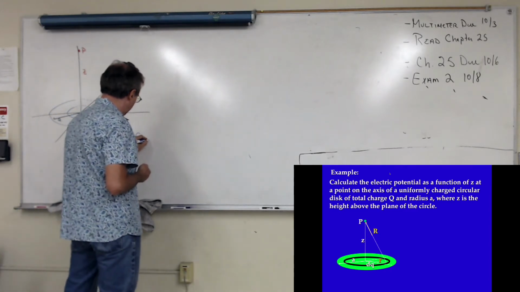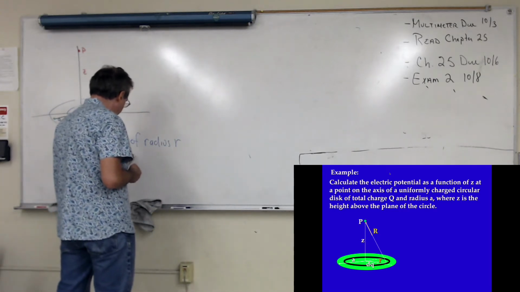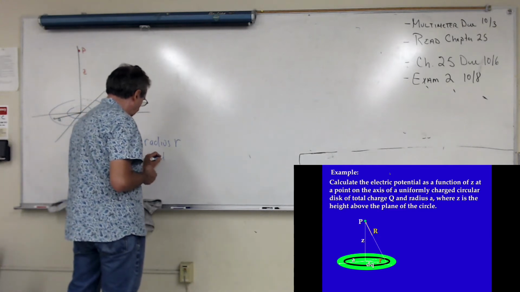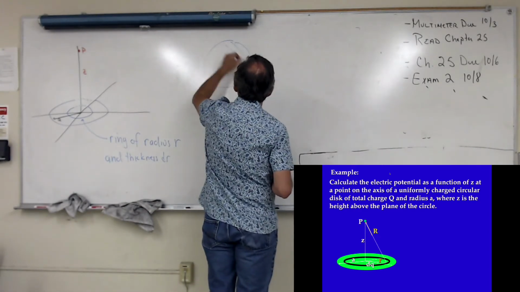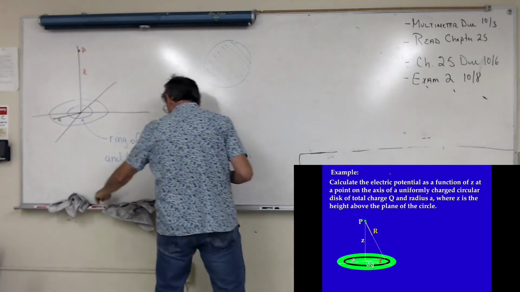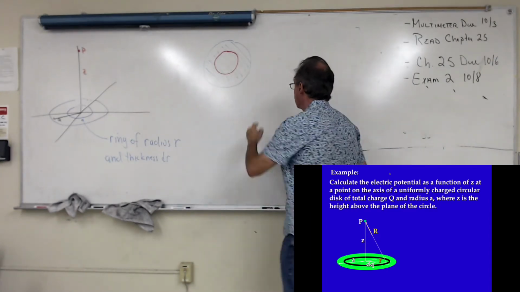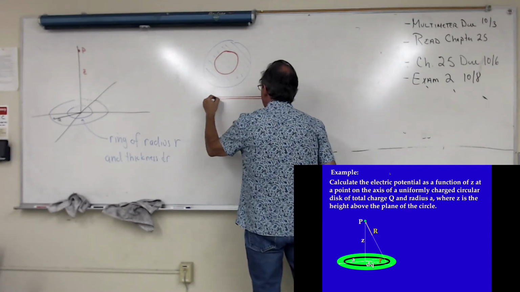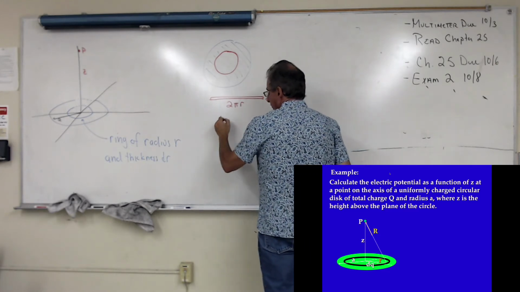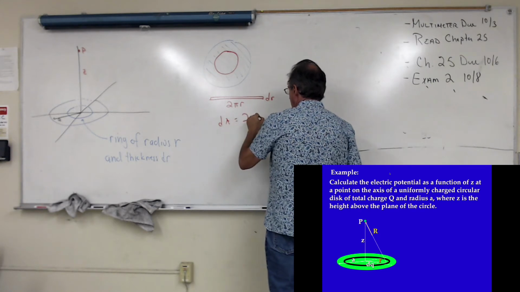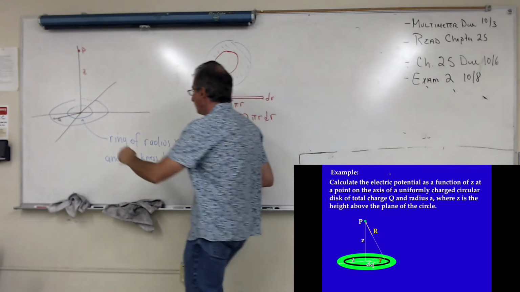Of radius r and thickness dr. All right, if you have a charge distribution with a disk, you break it up into rings, and you're able to cut that ring out with a pair of scissors. The thickness is dr, the circumference, the length, is 2 pi r, so dA, length times width, is that. So that's the area of this blue thing.